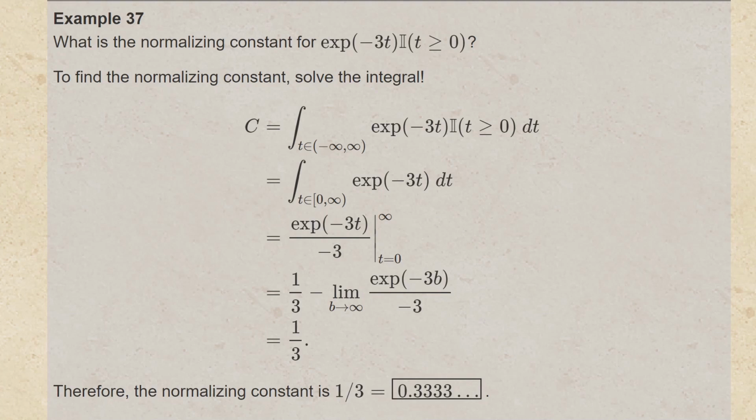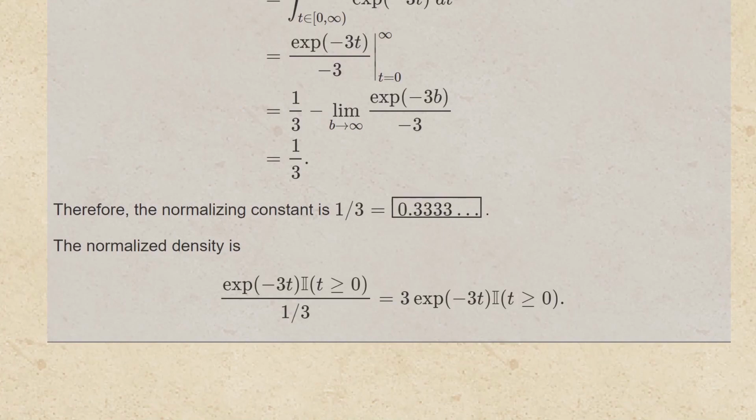We can get rid of the negative by evaluating at the lower limit first. When I plug in t equals 0, I get 1/3, and then I'm subtracting the limit as b goes to infinity of e to the minus 3b over negative 3. As b gets larger, e to the negative 3b gets closer and closer to 0, and so that limit is just 0, leaving us with 1/3 as the normalizing constant. Now, in fact, that tells us that the normalized density is our original density divided by 1/3, and so our normalized density is going to be 3e to the minus 3t times the indicator that t is greater than or equal to 0.